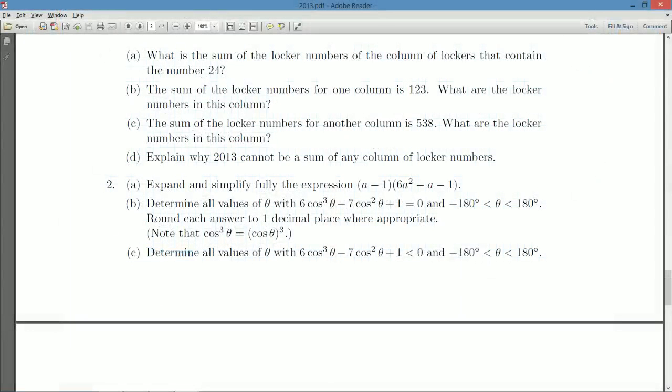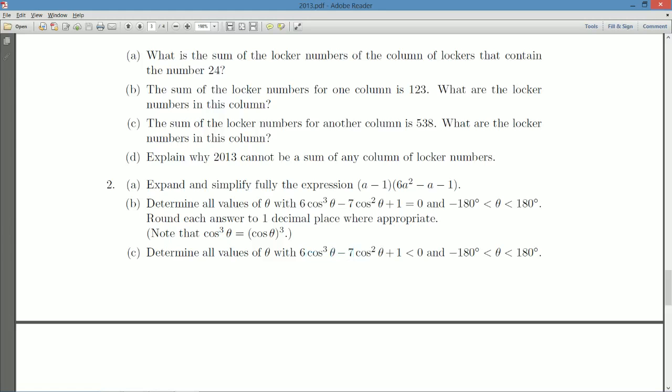Now for the C portion of the question. Determine all values of theta with 6 cos cubed theta minus 7 cos squared theta plus 1 is less than 0. And we're still talking about that same range. Okay. So we know exactly when this polynomial in terms of cos theta is going to be equal to 0. But when is it less than 0? And I guess you could also ask when is it greater than 0. But the question is specifically asking us for ranges where we get the value to be less than 0.